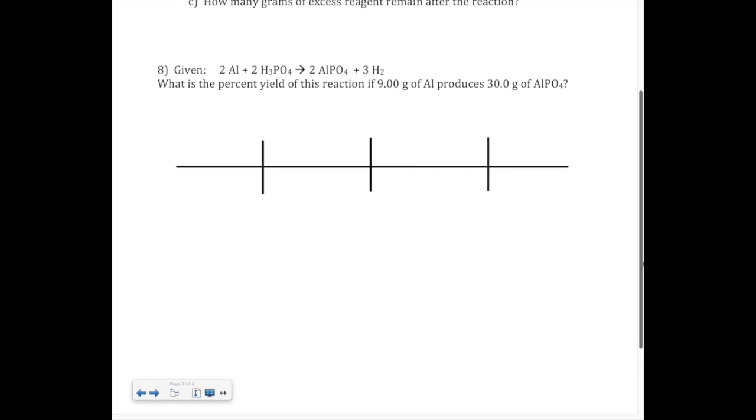Now, number 8 is super easy. What is the percent yield if this reaction is 9 grams of aluminum produces 30 grams of aluminum phosphate? So if I get 30 grams of aluminum phosphate and 9 grams of aluminum right here, I know that I produced an actual 30 grams of aluminum phosphate, and that is my actual yield. Actual yield is 30 grams.